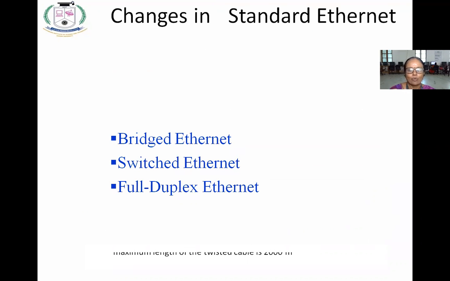Then the changes in standard wired Ethernet. We have bridged Ethernet, switched Ethernet, and full duplex Ethernet. The first one we saw depending on the speed, from 10 Mbps to 10 gigabits per second. Then we saw depending on the cable used: 10 Base-5, 10 Base-2, 10 Base-T, 10 Base-F, all depending on the cable material used. Now the next one is the changes in Ethernet, how it transfers the data: bridged Ethernet, switched Ethernet, full duplex Ethernet. We have 3 types.